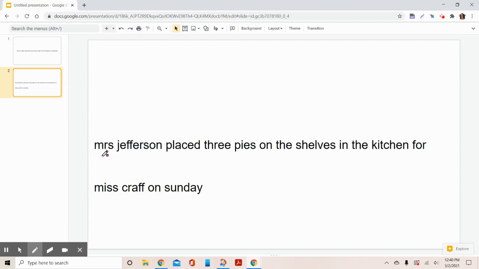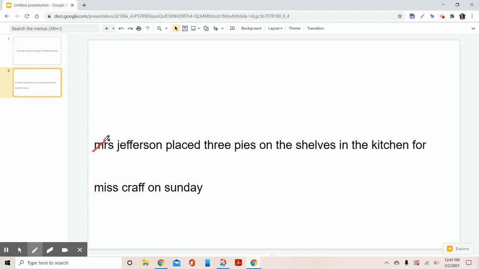So our first word, Mrs. Jefferson. Mrs. Jefferson is a noun. It's naming a person. So we need to make sure, because it's a proper noun, that it has a capital letter on both. What is another reason that Mrs. would have a capital letter? Of course, because that's the beginning of a sentence.